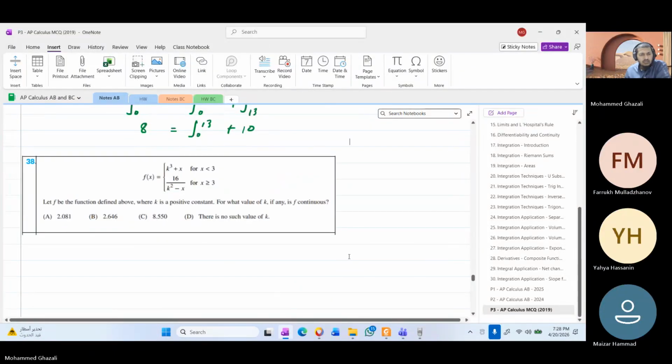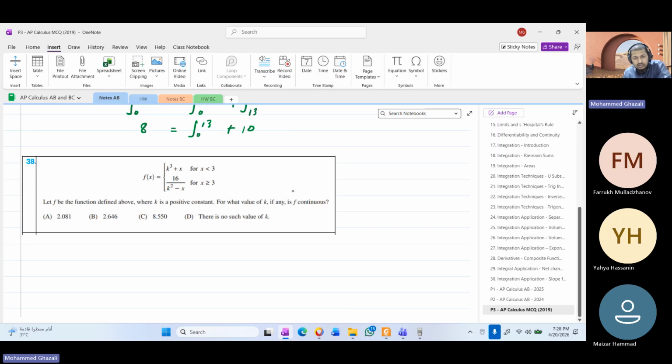Next one. Let f be the function defined above where k is positive and constant. For what value of k, if any, is f continuous? We want to find continuous. Substitute 3 on the left and substitute 3 on the right, x value 3. So you just need to solve this equation: k cubed plus 3 is equal to 16 over k squared minus 3.